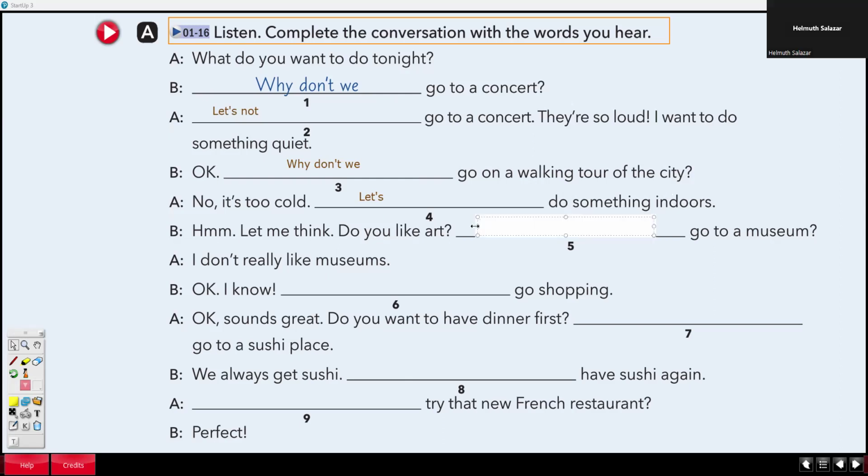Why don't we? In this case, it's why don't we? I agree with the ladies. Why don't we go to a museum? And the guy says, I don't really like museums.